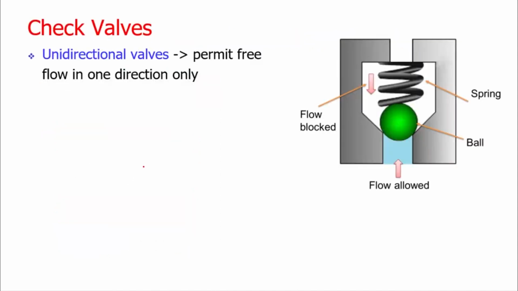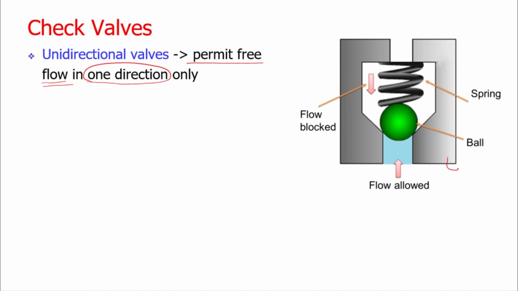Now let us study the first valve, that is the check valve. The check valves are the unidirectional valves. Unidirectional means they are permitting the flow in only one direction. So these types of valves we in general use in domestic applications as well. We need to have only one direction flow. A typical valve construction can be seen on your screen.